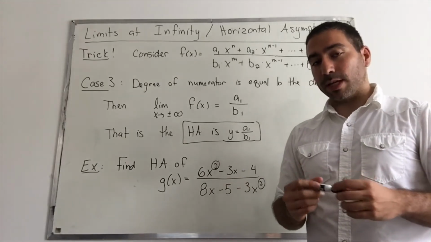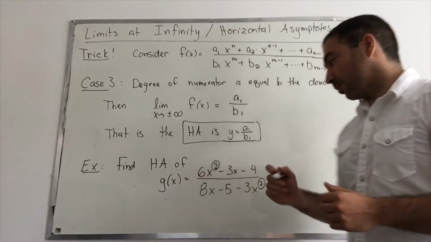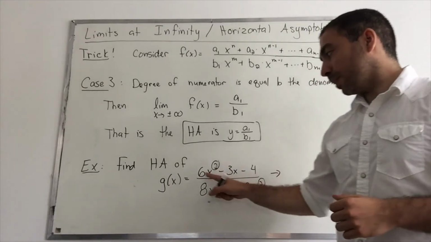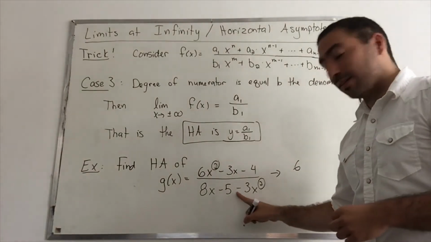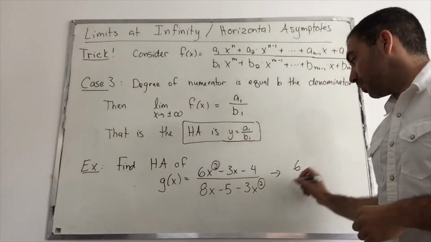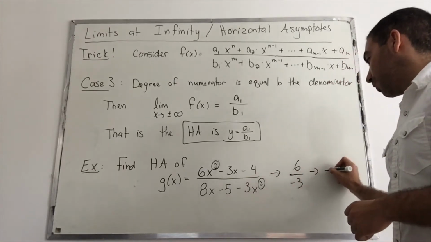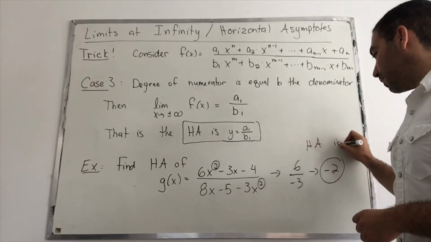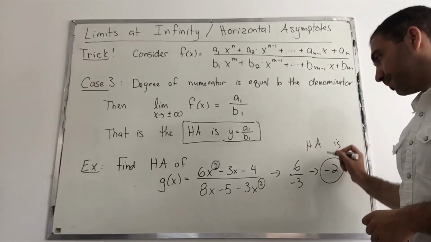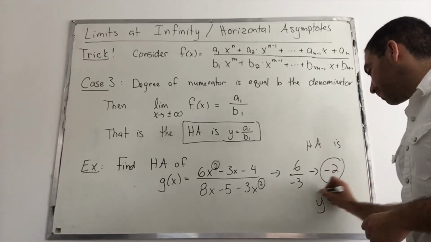So the horizontal asymptote is the coefficient in front of these two terms. Okay, so just be very careful. Here it's 6. On the bottom, if you're thinking 3, that's wrong. Take the sign in front. Don't forget the sign. So it's 6 over the coefficient here, the number is negative 3. So the horizontal asymptote is, let's write it down here, is y equals negative 2.